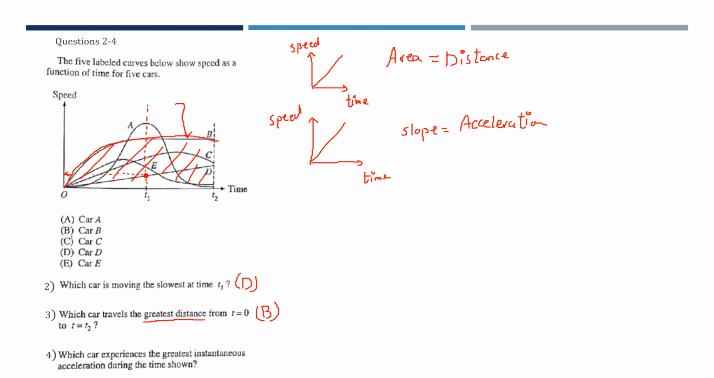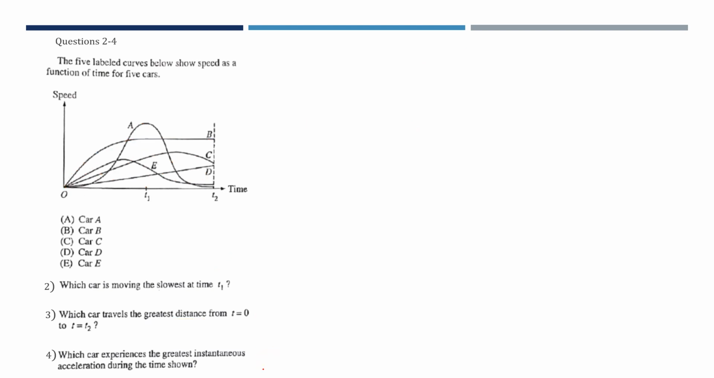Okay, now for question 4. Which car experiences the greatest instantaneous acceleration? Now, to have the greatest acceleration means to have the greatest slope, the greatest steepness. Which car has the greatest inclination or steepness? Yes, it's A. Car A has the greatest slope, which means it has the greatest acceleration. So A is the correct answer.